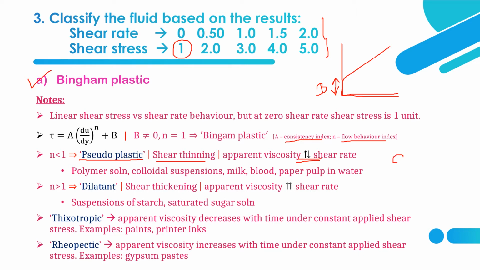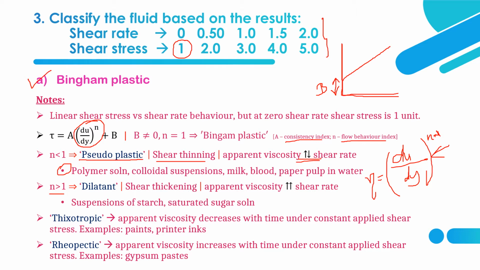So what is actually the apparent viscosity? It is (du by dy) power n minus 1, after taking this term as common. After taking this term out, we get a term like this, and this is called the apparent viscosity, denoted by eta. So this apparent viscosity decreases with increase in shear rate in the case of pseudoplastic, and pseudoplastic fluids are shear thinning. For example, polymer solution, colloidal suspensions, milk, blood, paper pulp in water. These are some examples of pseudoplastic fluids.